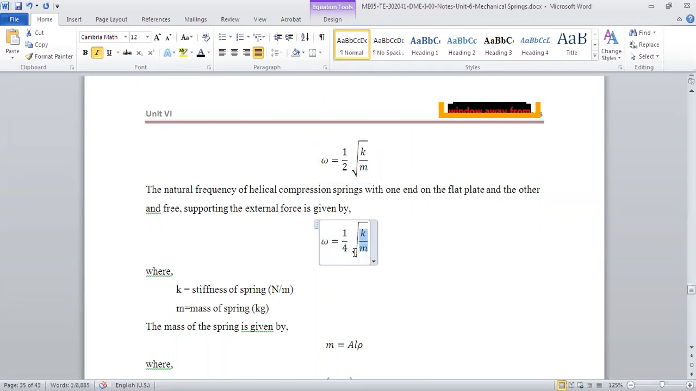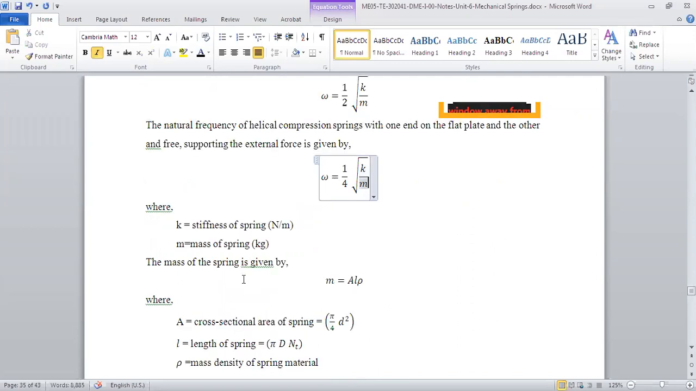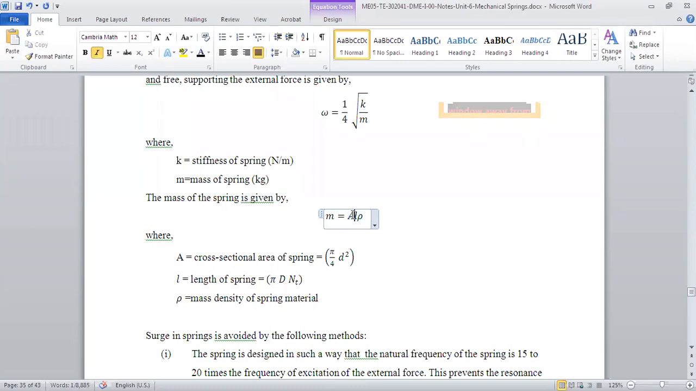Stiffness is load upon deflection, where load is in Newton, and here mass is taken in kg. The mass of the spring is given by M = A L ρ. Here A is the cross-section area of the wire, π/4 d², where d is the wire diameter. L is the length of the wire and ρ is the density. So A into L is the volume of the wire, the area of cross section into the length of the wire.